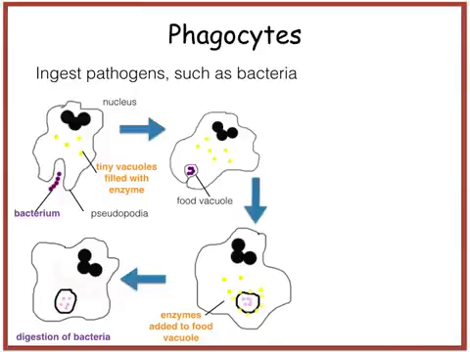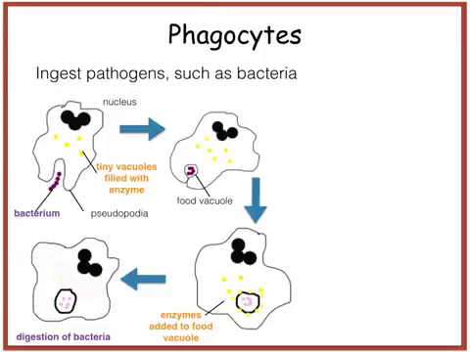So let's have a look at phagocytosis. Notice how the phagocyte has got tiny vacuoles, which I've coloured in yellow in this diagram, and these are filled with enzymes. So the first step in phagocytosis is that the phagocyte comes into contact with the bacteria. It then extends its cytoplasmic arms, which we call pseudopodia, around the pathogen. The pathogen then becomes part of what we call a food vacuole inside the phagocyte.